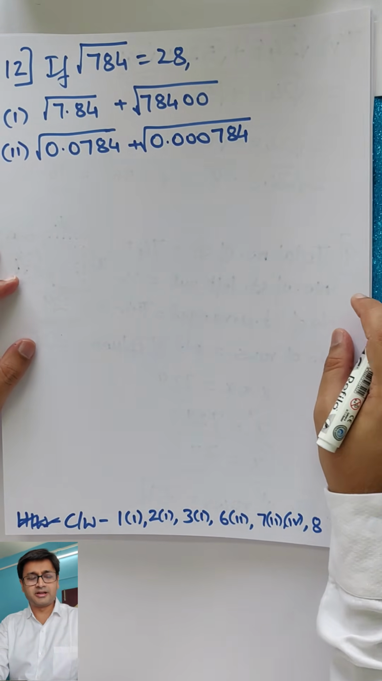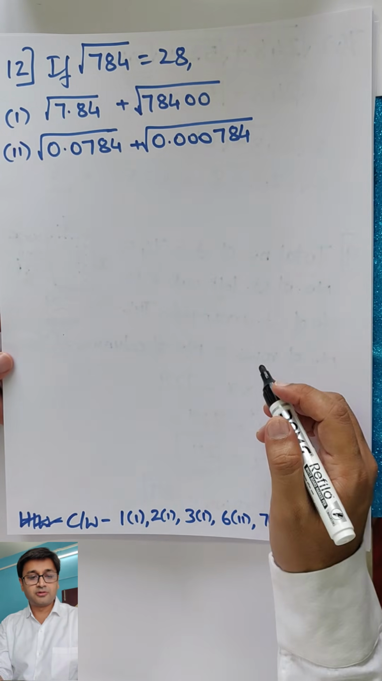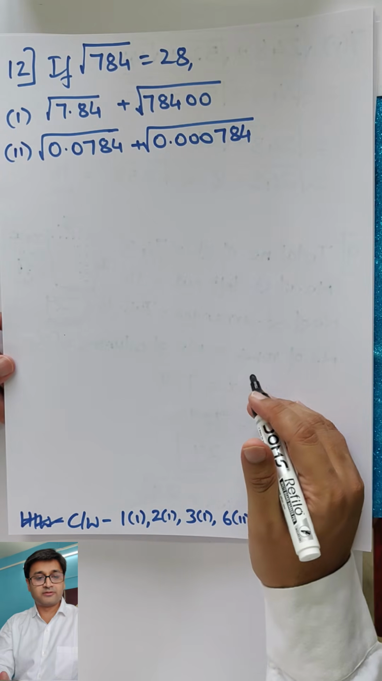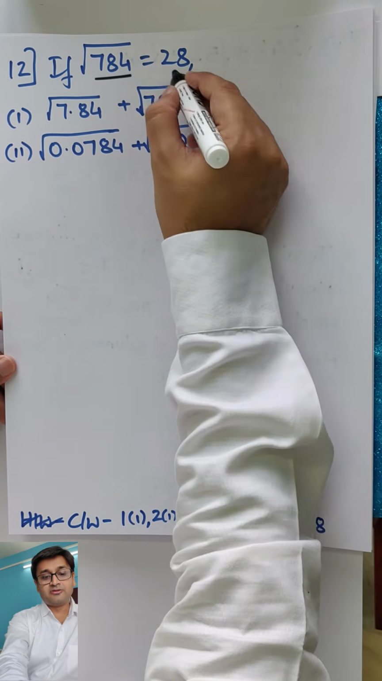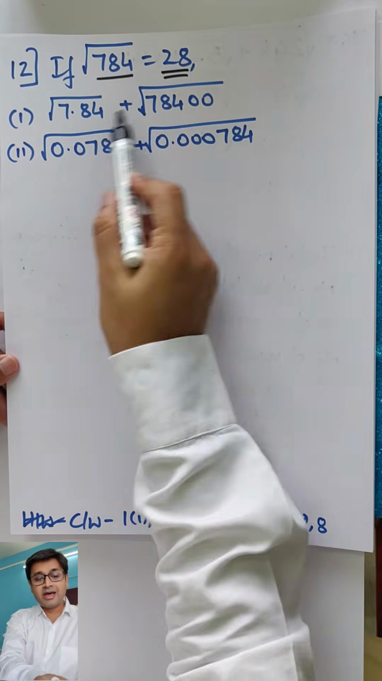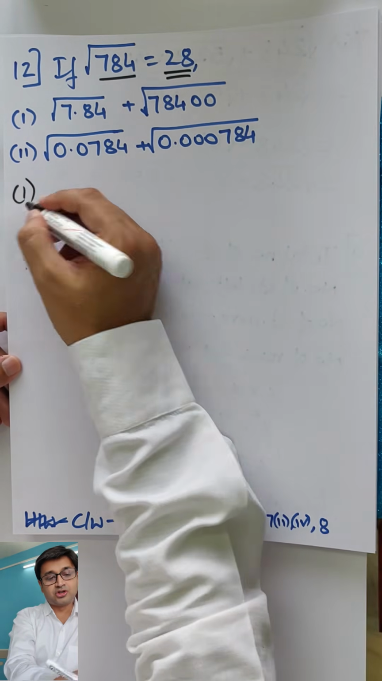You can ignore sum number 10 and 11. Don't bother, such sums we are not going to ask you. Directly come to the 12th one. If you still want, you can try it. A hint is also given, but I am not doing it for sure. 784. The root is 28. So they have given you the root of 784 and then they are playing with decimals. Very simple. Decimals for us is not a big job.